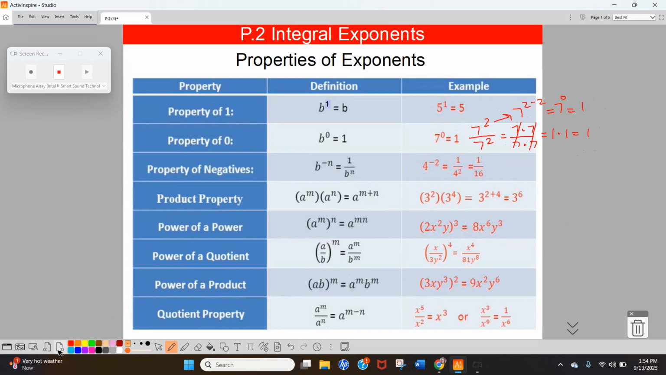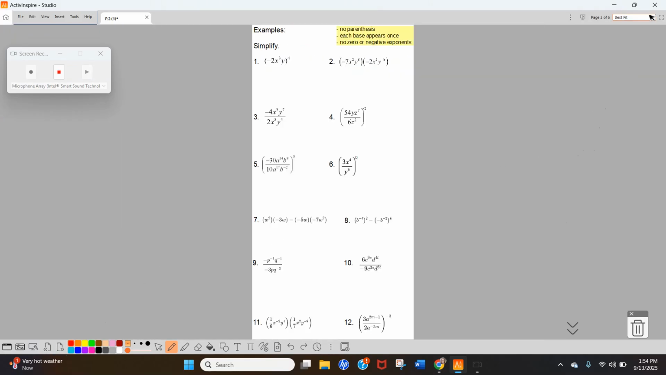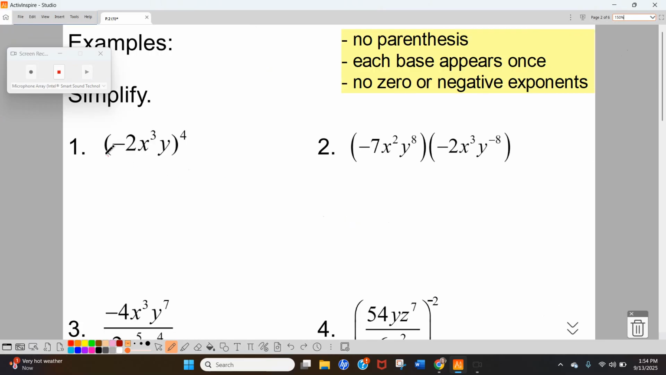All right, so some examples of what you might see in your Math Excel and on a test. Let me make this where we can all see it. Here we go. All right, so we're going to simplify. We know that we have finished simplifying when there are no parentheses left, each base only appears once, and we have no 0 or negative exponents.